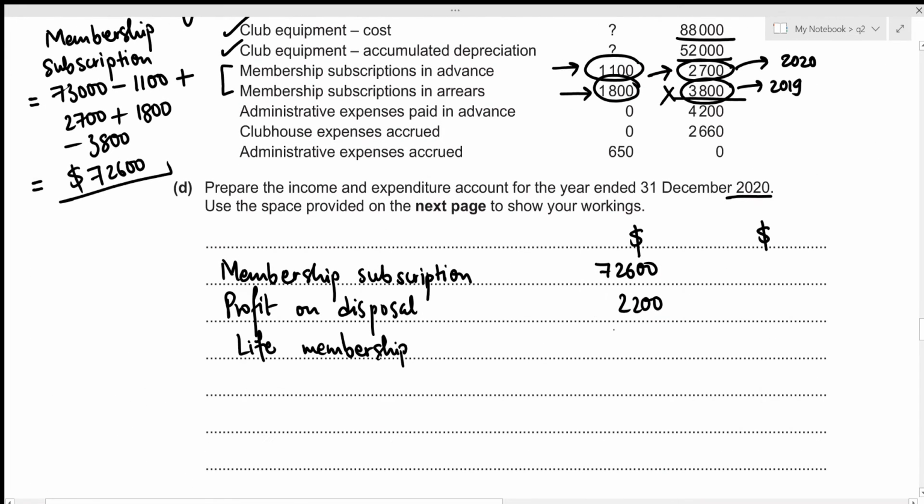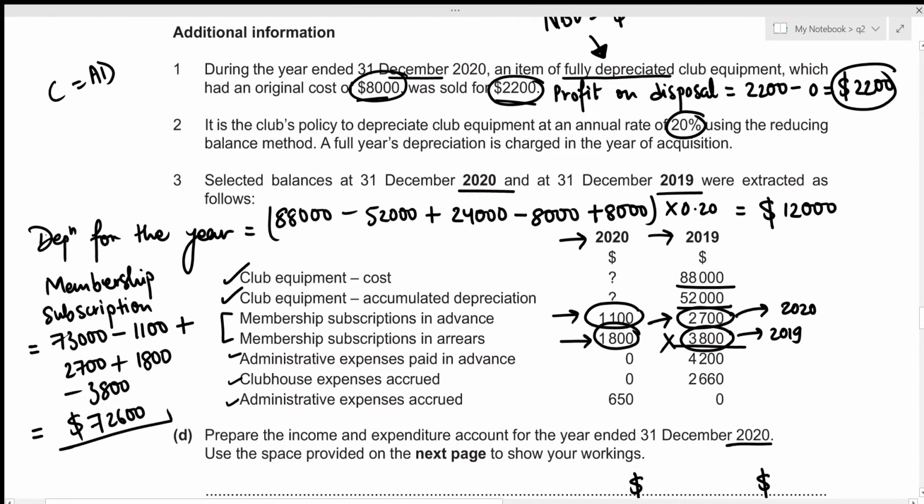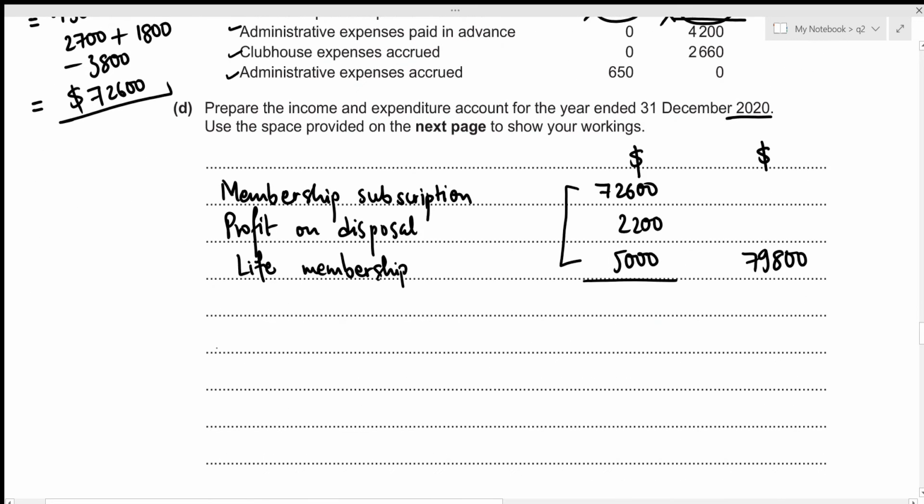So that is 5,000. And I don't think we have any other incomes because this is expenses as well, and this is expenses. So we can just figure out the total for income by adding these three amounts. So that's 72,600 plus 2,200 plus 5,000, which results in the amount of 79,800. Now we can move towards our expenditure, right? And the first expenditure, we already figured out our depreciation. So we need to include the amount of 12,000 as the depreciation for this year. Let's write it down. So that's depreciation of club equipment, which we figured out to be 12,000.